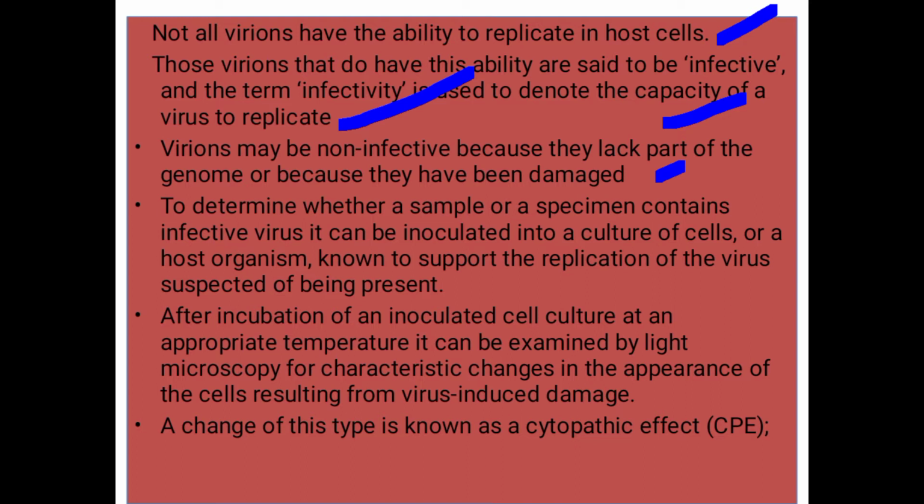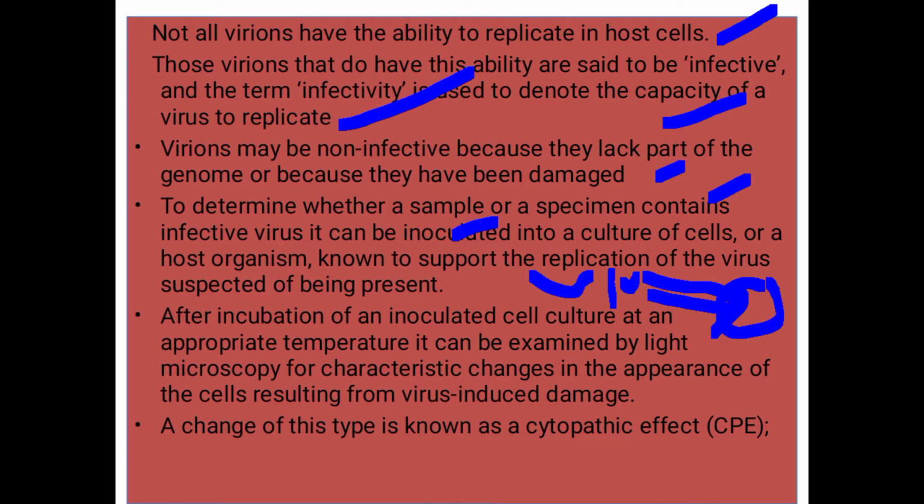To determine whether a sample or a specimen contains infective virus, it can be inoculated into a culture of cells. It means that suppose we do not know whether a sample is affected by a virus or not, what we do is inoculate it into a culture cell or a host organism to support the replication of the virus suspected of being present.